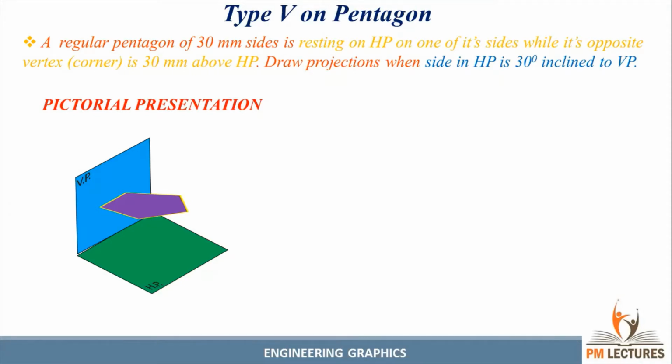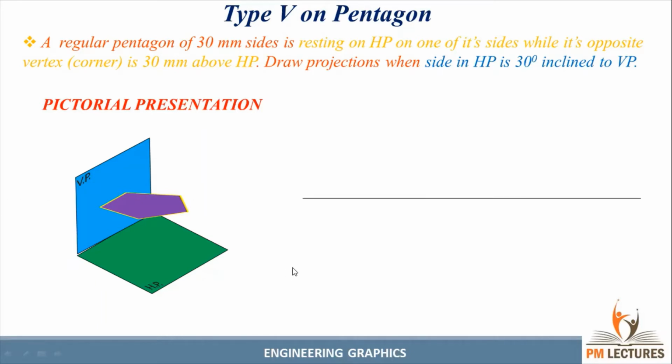So we can write the given data. The given data first: it is a pentagon, and the dimension is 30 mm per side. We have 5 sides, each side of 30 mm, and the inclination to surface is not given here. The inclination to edge is given: the edge is 30° inclined to VP. We have two conditions here. One condition is that one of the sides is resting on HP, and another condition is that the opposite corner is 30 mm above HP. So first step, we need to draw the XY line.